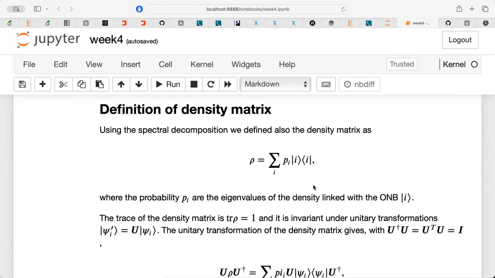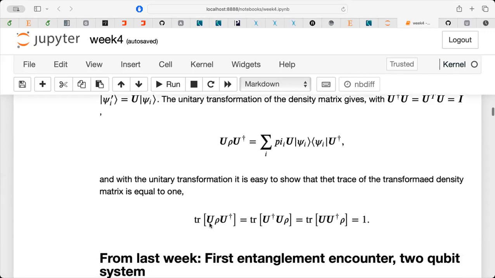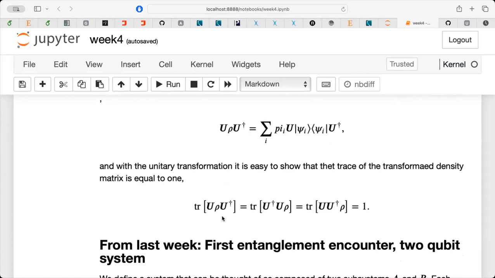And this density matrix is a quantity which is invariant under unitary transformation. That is very important. The density matrix is normalized to 1 if we calculate the trace of the density matrix. So this is another important property which is also important when we are looking at the invariance under unitary transformations. So this matrix is actually, as I said, invariant.